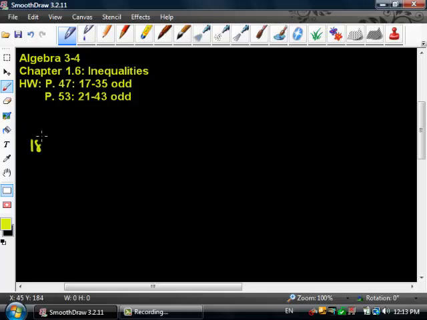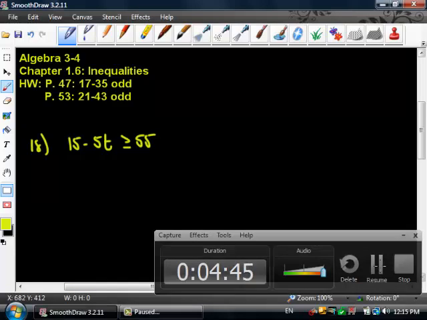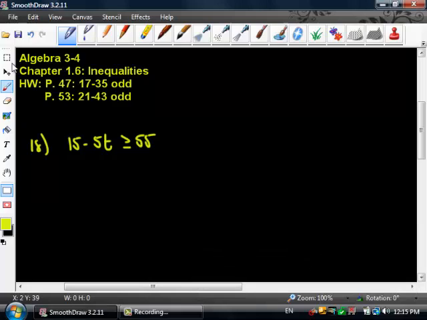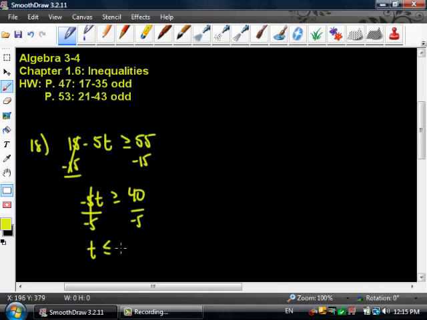All right, 18 is next. 15 minus 5t is greater than or equal to 55. I'm going to pause this and let you do this one on your own. I hope you all agree that we subtract 15 from both sides. What is that? That is 40, isn't it? We divide by negative 5, and when we divide by negative 5, we have to flip the inequality, so it's going to be t is less than negative 8.